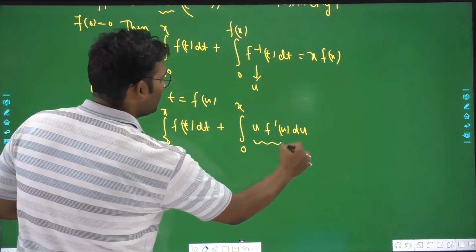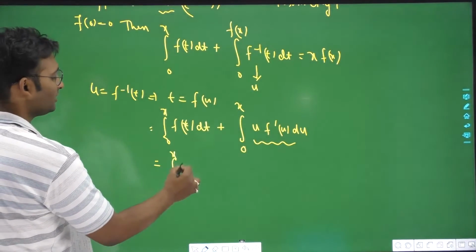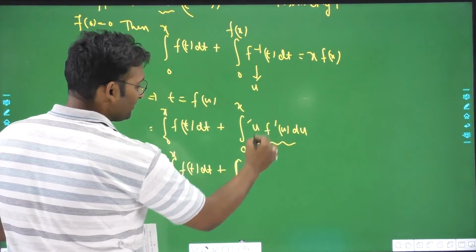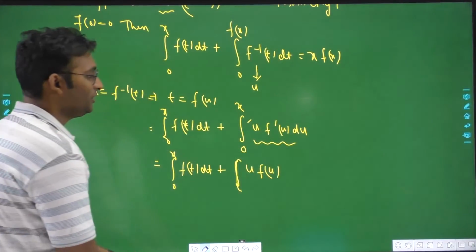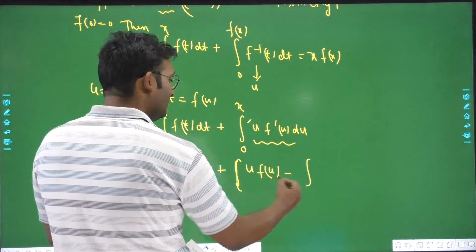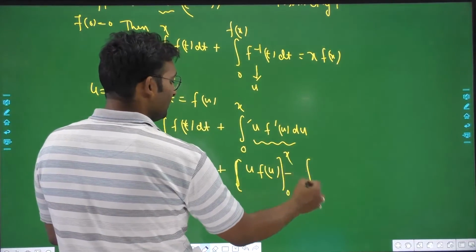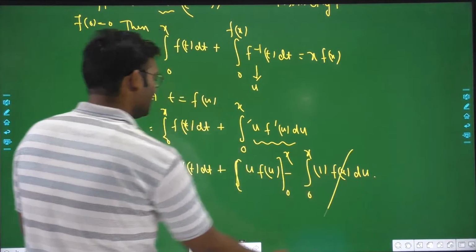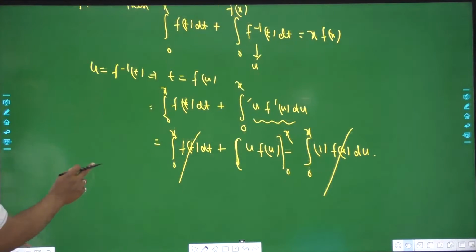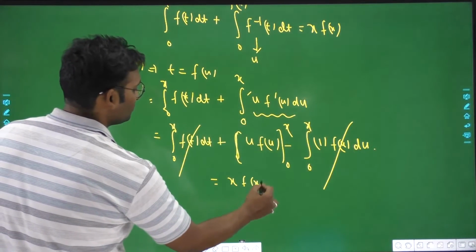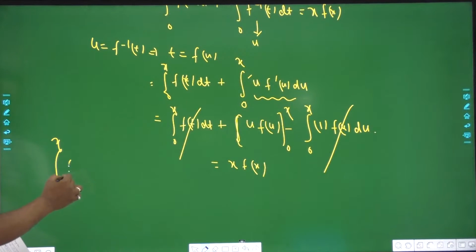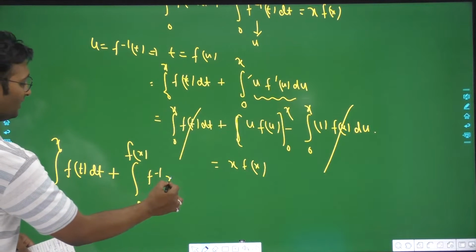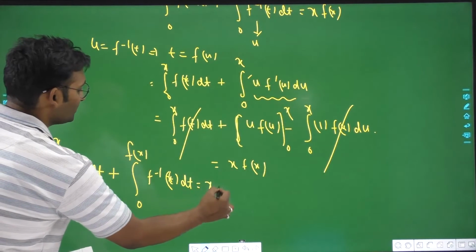So by parts integration here, what are you supposed to get? You get the integral from 0 to x of f(t) dt plus, integrating by parts, u into f(u) minus the integral from 0 to x, where you get 1 and you get f(u) du. So this particular term gets cancelled. Ultimately you are left with x into f(x). So the integral from 0 to x of f(t) dt plus the integral from 0 to f(x) of f inverse(t) dt happens to be equal to x into f(x).